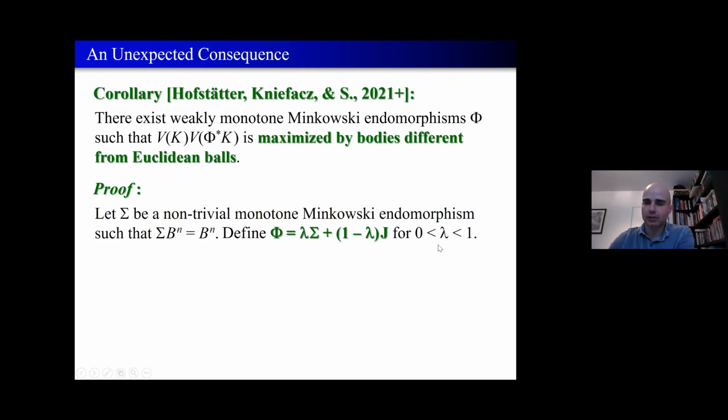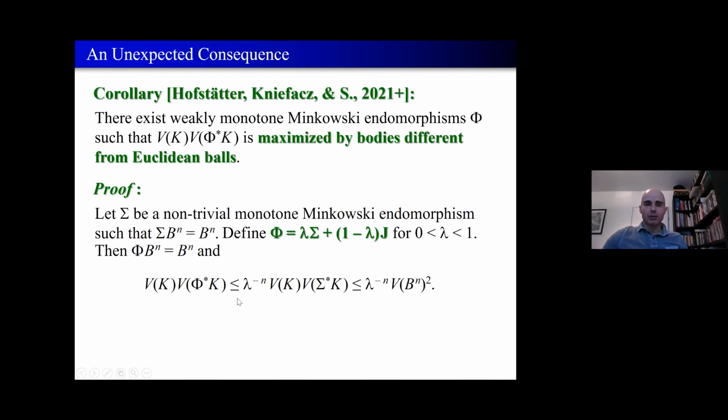The lambda we will choose a little bit later. For now, let's just take lambda anywhere between 0 and 1. Then, because of our normalization of the sigma, and because J maps the Euclidean ball also to the Euclidean ball, phi will map the Euclidean ball to the Euclidean ball. So notice that the volume product is, of course, scaling invariant. So this means that the volume product for phi of any ball, independent of the center and independent of the radius, will be the volume of the Euclidean unit ball squared.